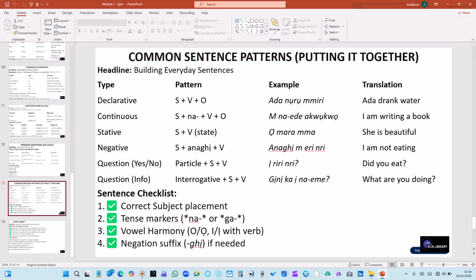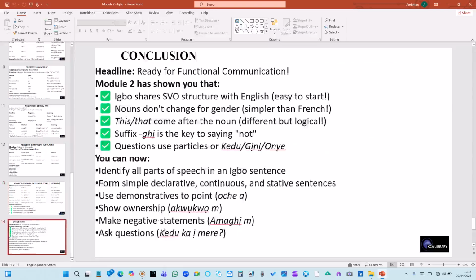Therefore, the sentence checklist includes: one, correct subject placement; tense marker like na or ga; then vowel harmony, like the vowel group with the verb; then lastly, negation suffix if needed. In conclusion, you are now ready for functional communication.